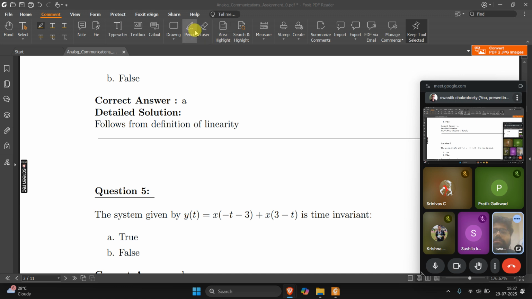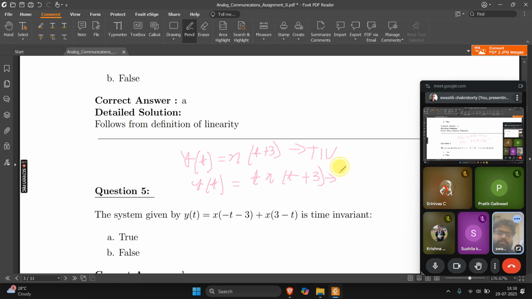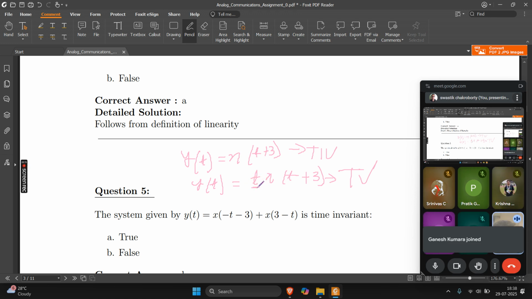That's why y(t) equal to x(t) plus 3 will be time invariant, TIV. But y(t) equal to t x(t) plus 3 is time variant. Why? Because there is a t outside. So this is one way of easily testing whether something is time invariant or not.